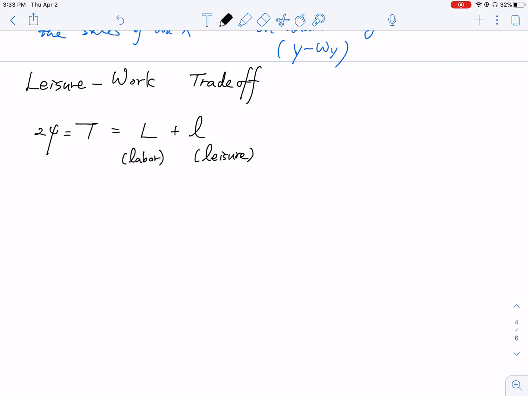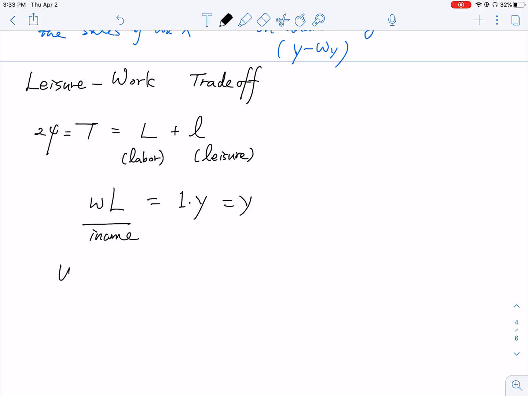So if you work capital L hours, then this will be the income. Using that, you're going to consume a composite good. The price of the composite good is $1, right? So I'm just writing it down as Y.